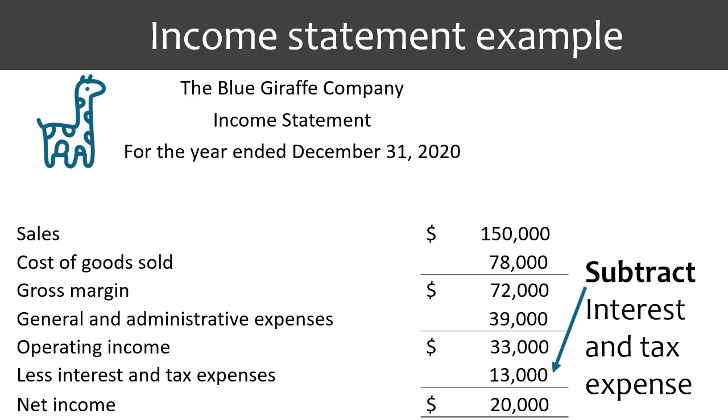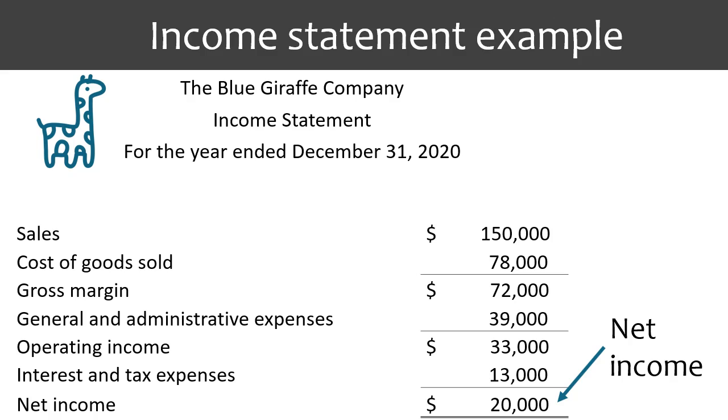Next, we list interest and tax expenses. We subtract interest and tax expenses from operating income to arrive at net income. It is possible to have interest income to be added, but here we will assume it is expense. That's it. The income statement does have some variations from company to company, but the basic overall format is revenues less expenses to arrive at net income.